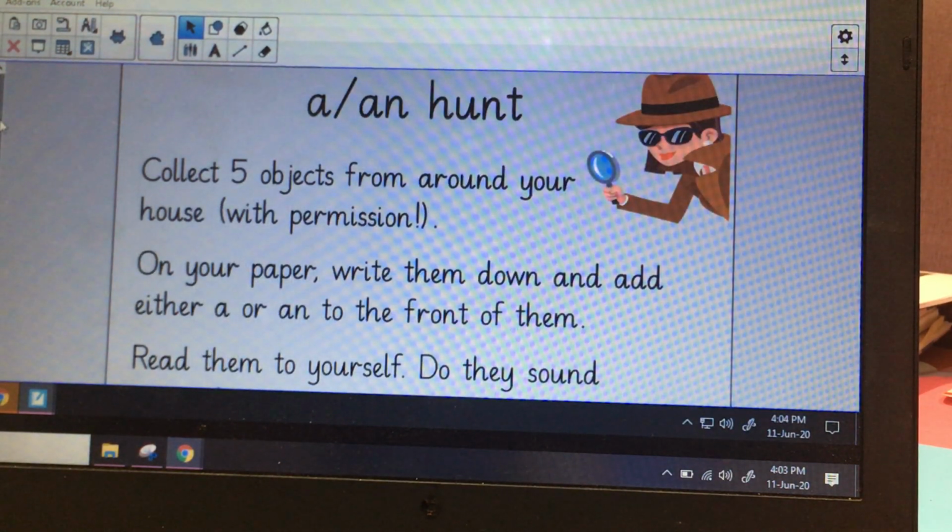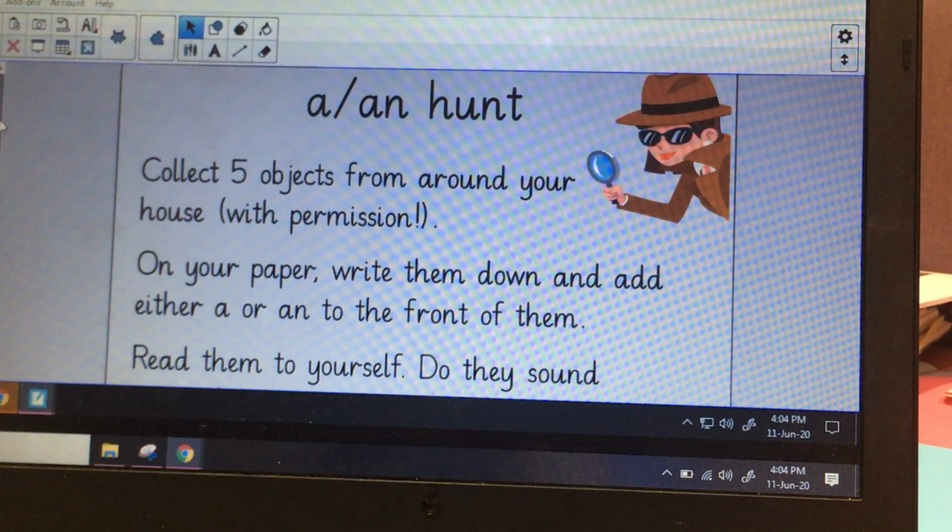Okay, we're going to play a game, because I've been a bit bored in lockdown and I'm sure that you potentially have too. So we're going to go on a hunt around the house. You've got to go and collect 5 objects from around your house with permission. If it's not your object, make sure you ask who it belongs to. On your piece of paper, you've got to write them down and then you've got to add either a or an to the front of them.